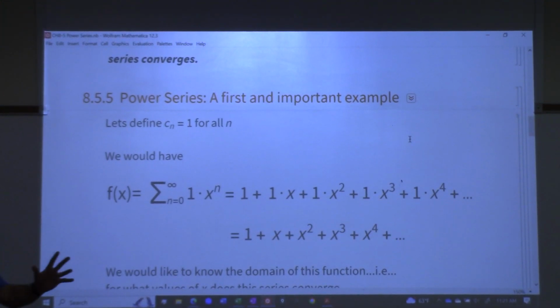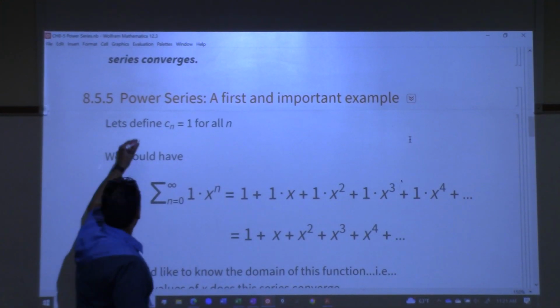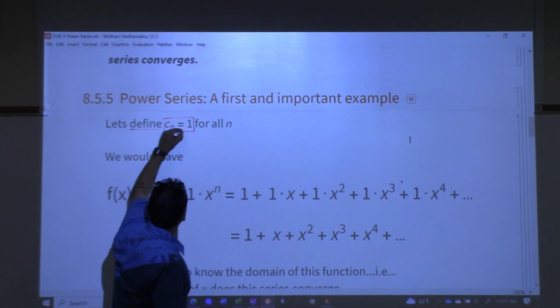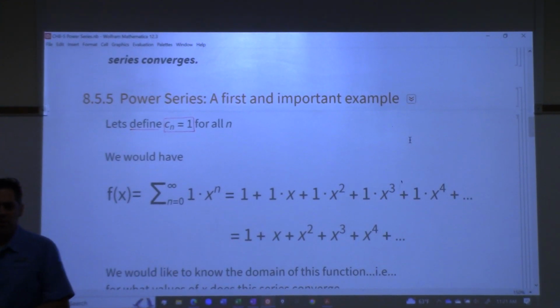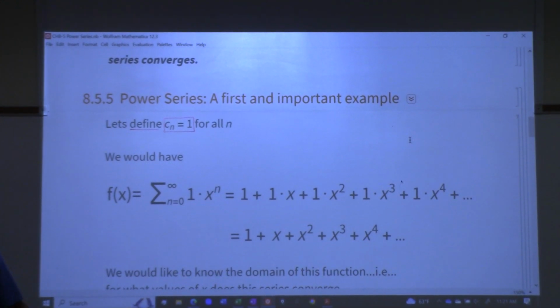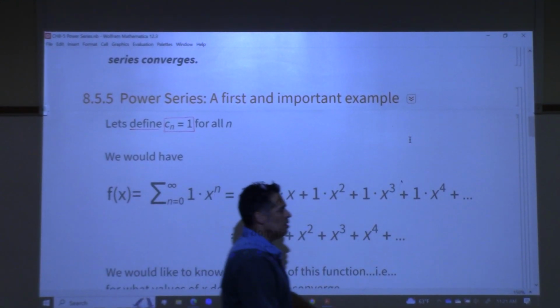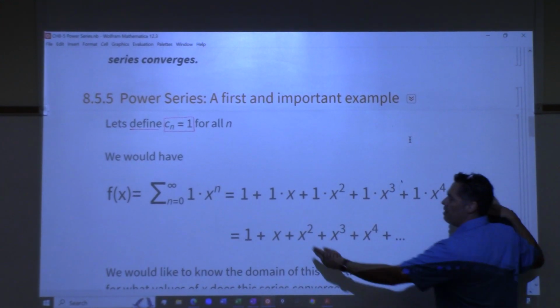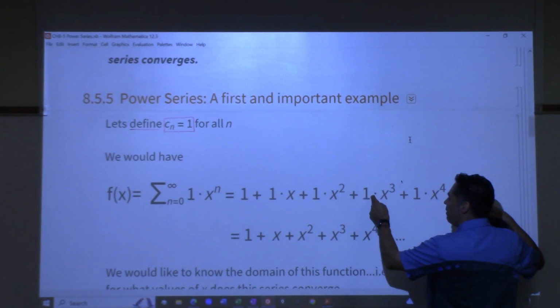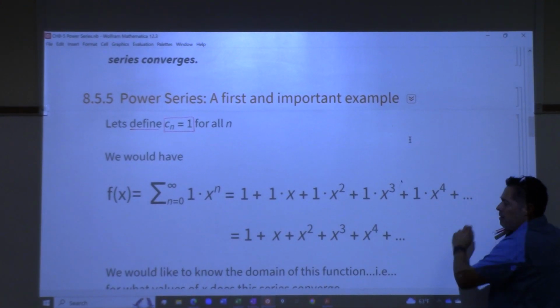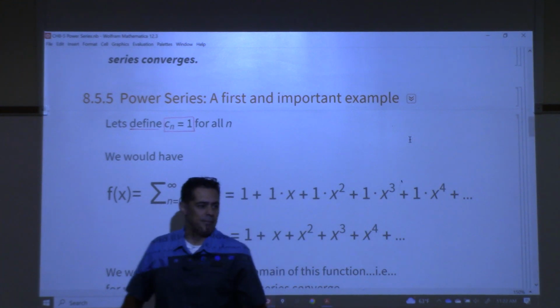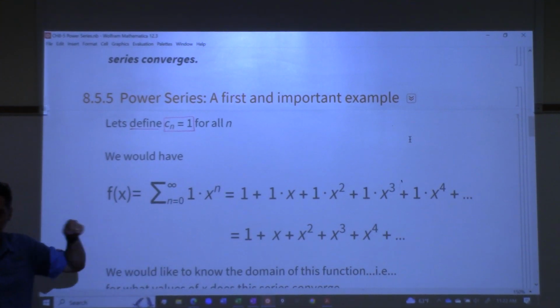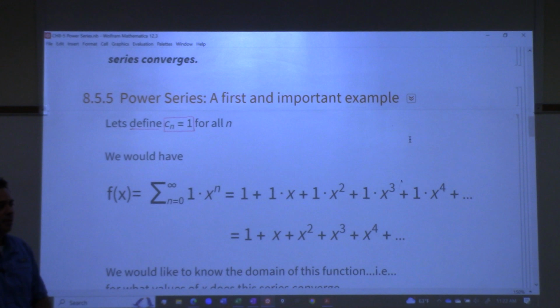So for our first example, what I'd like to do is define my c sub n to be very boring. It's just always the number 1, no matter what. So that means c sub 0 is 1, c sub 1 is 1, c sub 2 is 1, c sub 3 is 1. They're all 1s, right? And doesn't it turn it into this? Right? It's just 1 by itself, then 1 in front of x, then 1 in front of x squared, 1 in front of x cubed. Boring, boring, right? And that turns into this, yes? That is your first specific example of a power series.